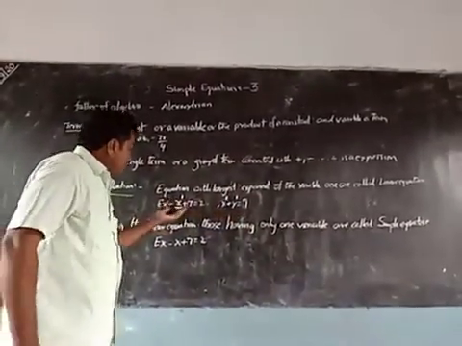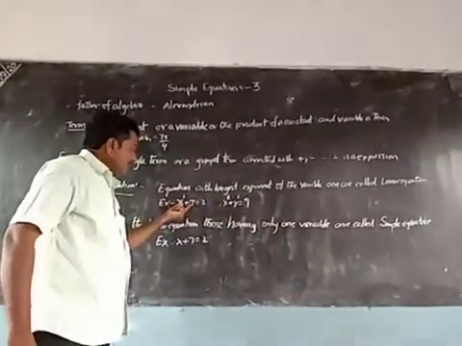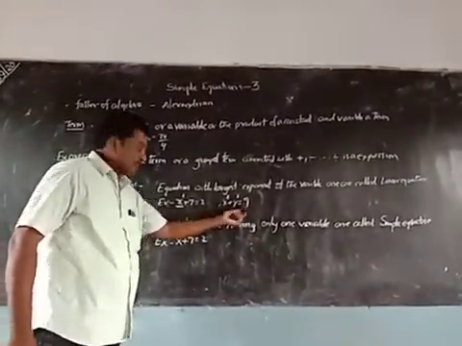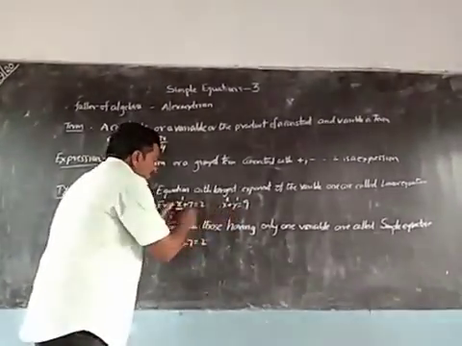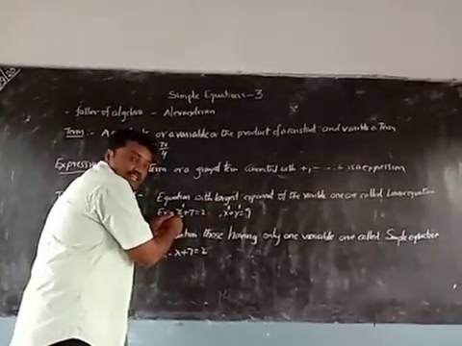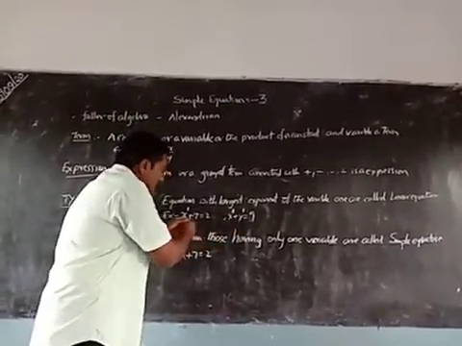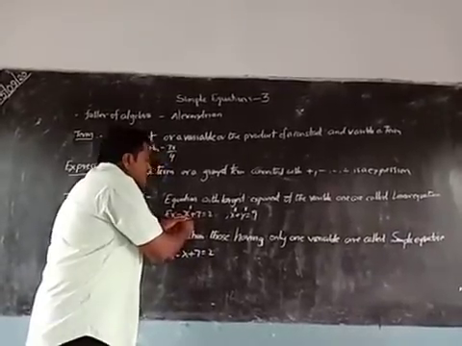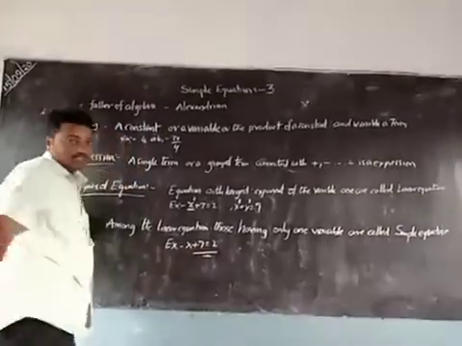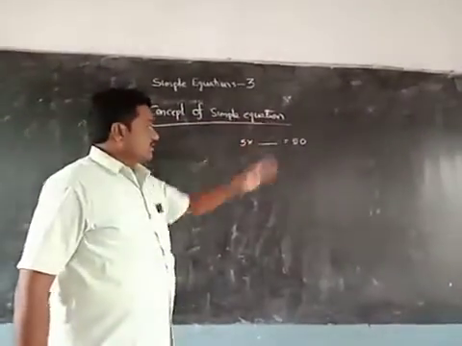So, comparing, there are two examples. One is x plus 7 is equal to 2, and another is x plus y equal to 9. Both equations we are comparing. The first example has only one variable and the second has two variables. So this type of equation is a simple equation, like x plus 7 equal to 2. Concept of a simple equation.